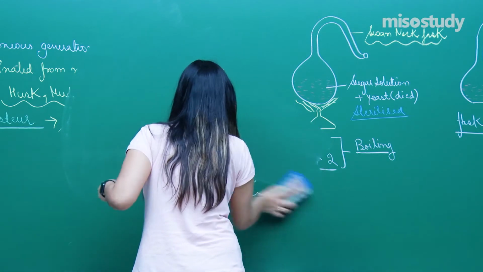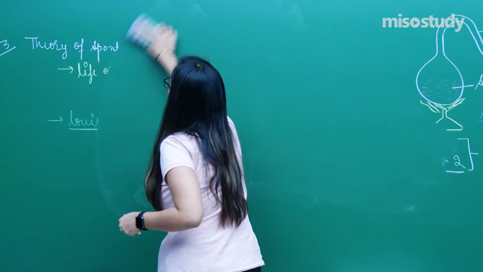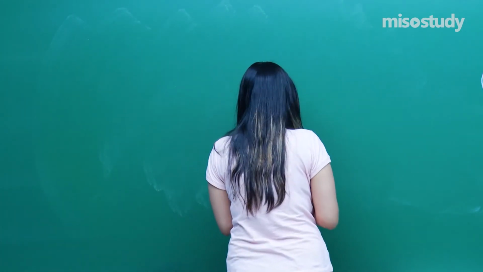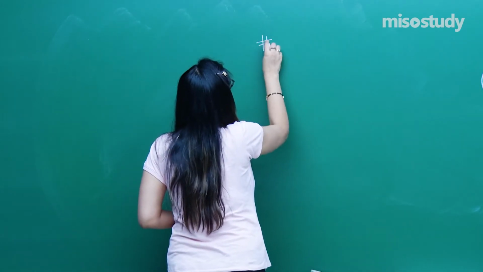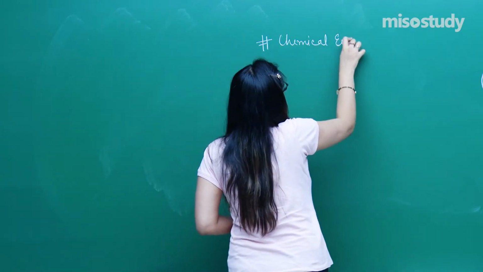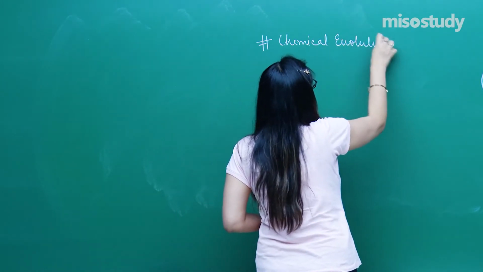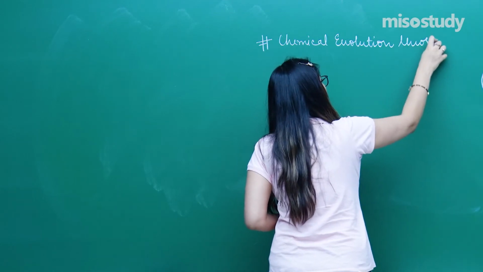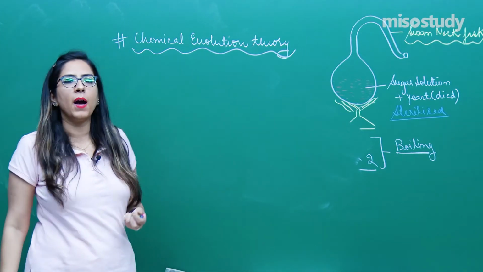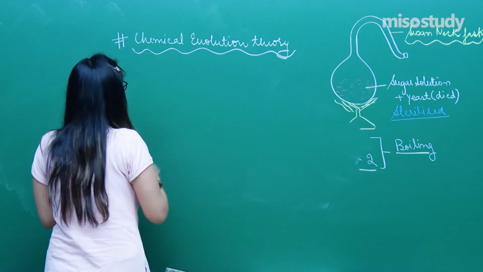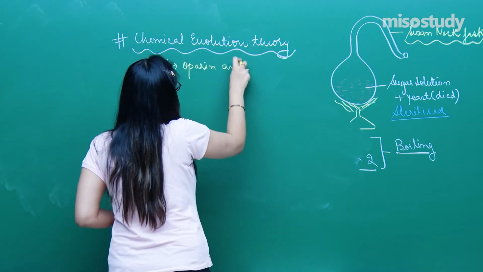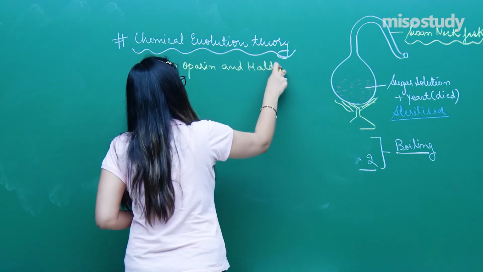Now, let's talk about chemical evolution theory. This theory was given by Oparin and Haldane.